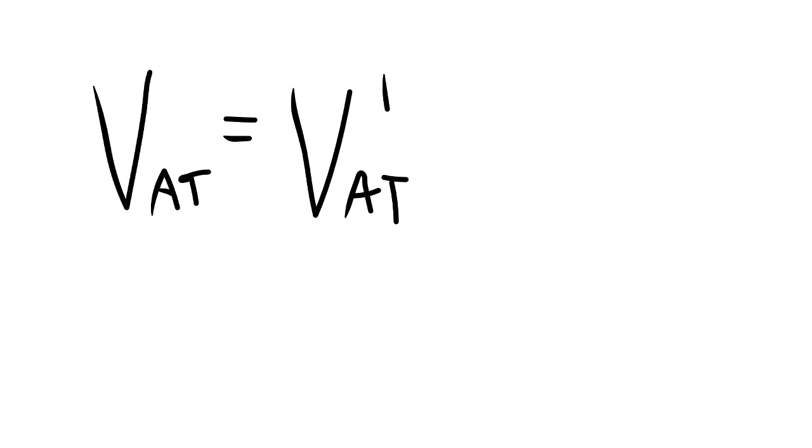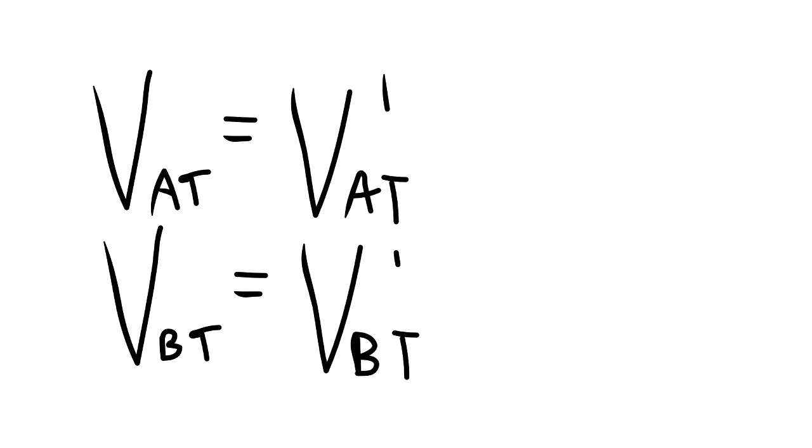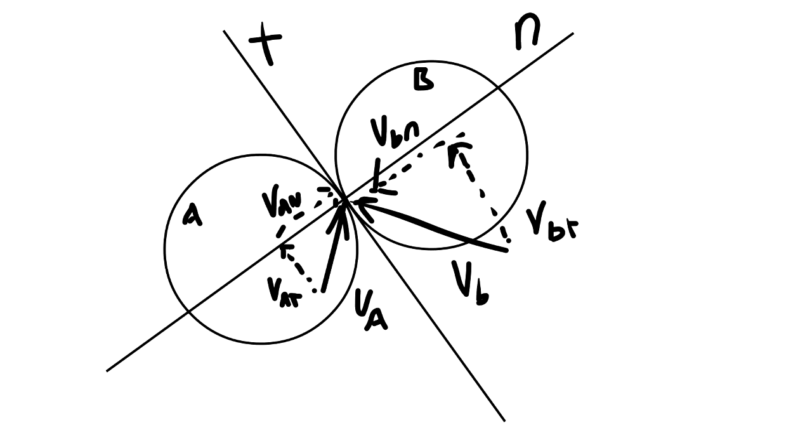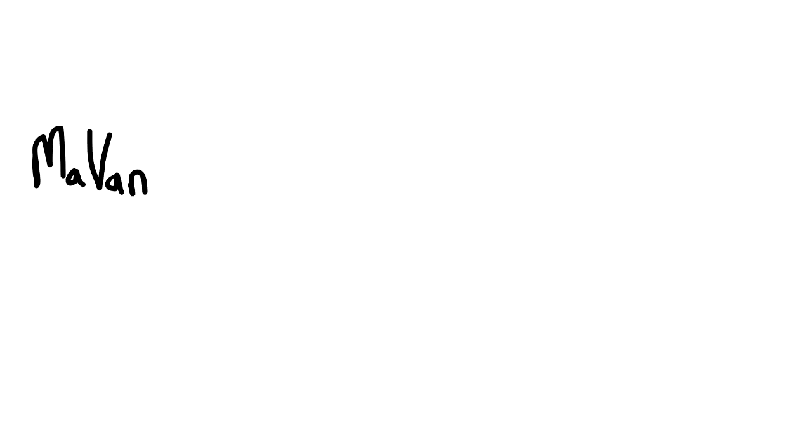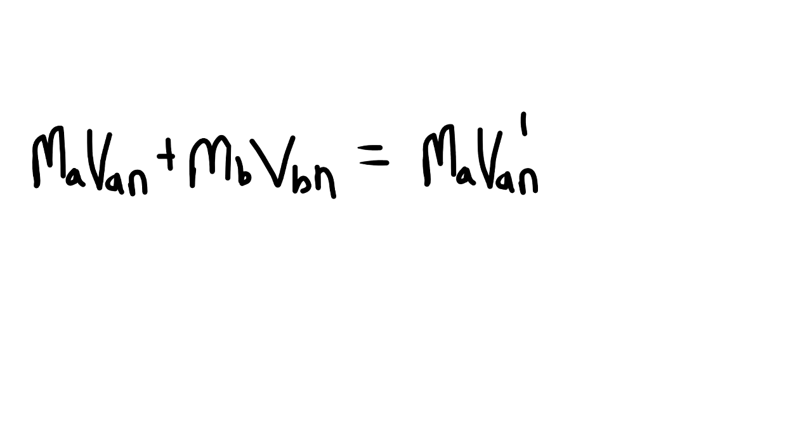In other words, VAT is equal to VAT prime and VBT is equal to VBT prime. On the other hand, impulses do act along the n-axis, but momentum is always conserved and all impulses are internal to the system, so we can write the total conservation of momentum equation as we did earlier. This equation is MAVAN plus MBVBN is equal to MAVAN prime plus MBVBN prime.